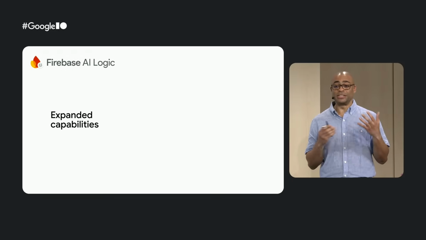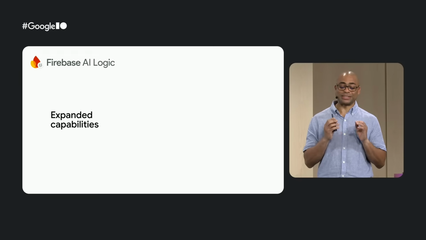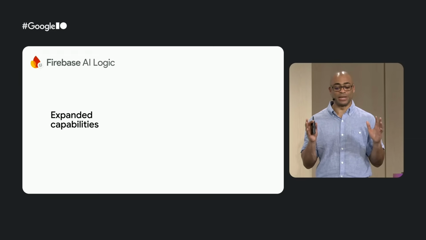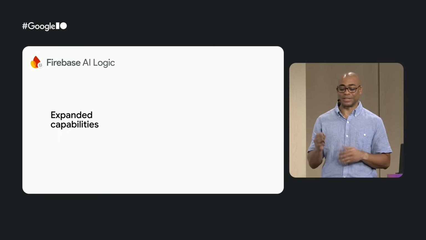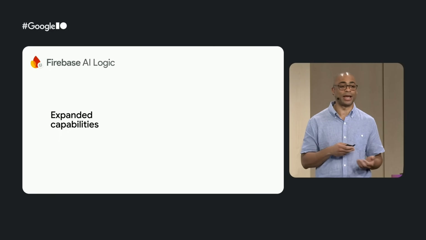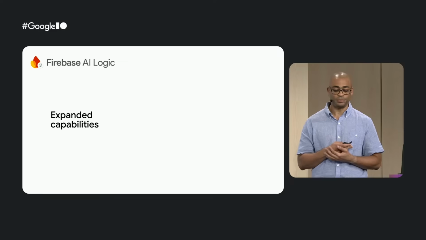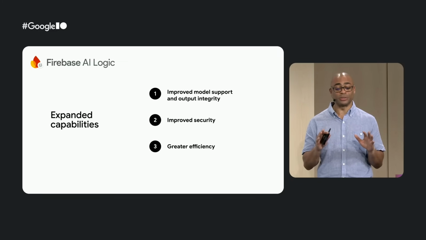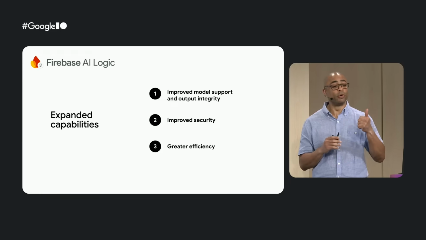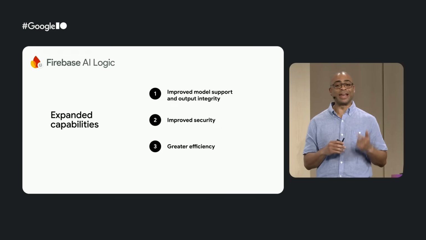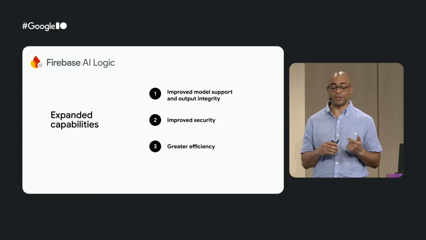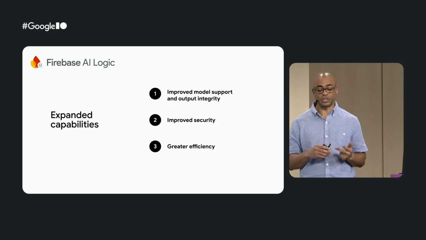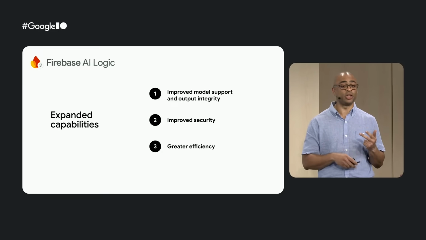Gemini models have continued to advance, and Firebase AI Logic has expanded its capabilities to ensure that your apps can take full advantage of what Gemini has to offer. At I/O, Firebase AI Logic is rolling out a series of updates that improve model support, provide even more security for your AI features, and greater efficiency for the AI features in your app.